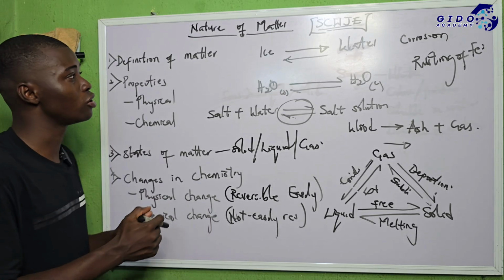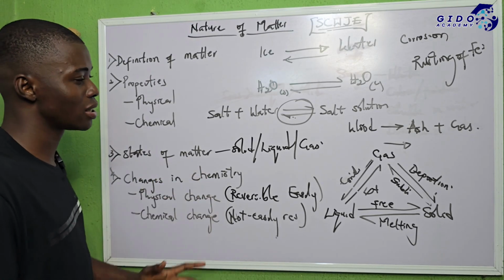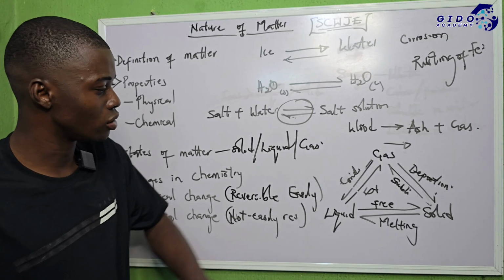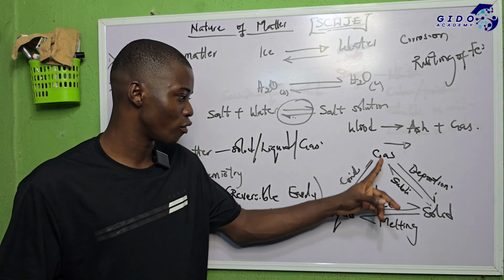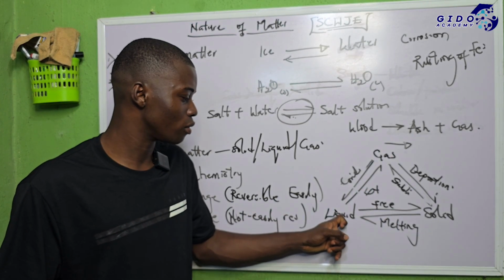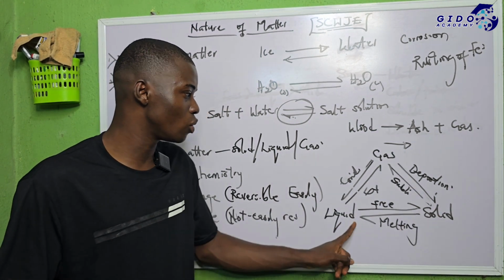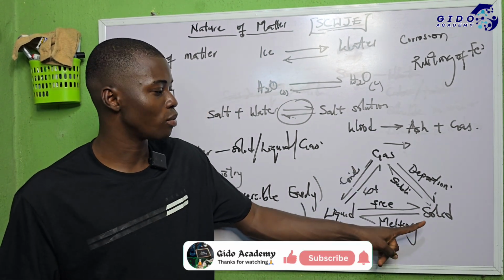So that is the basics you expect to know about nature of matter. If you have any problem regarding what I've explained so far, please drop that in the comment section. And don't forget this: from gas to solid, from liquid to gas, from liquid to solid, from solid to liquid, from gas to solid, then from solid to gas.